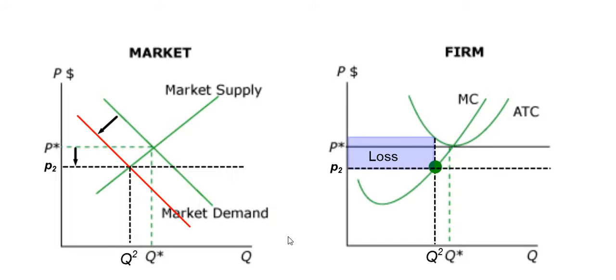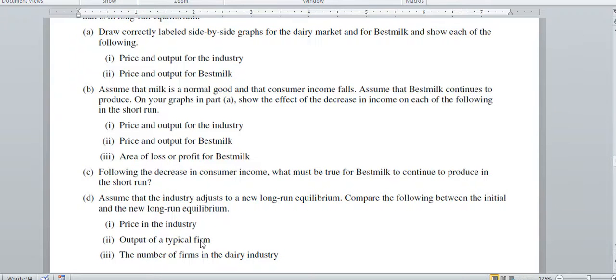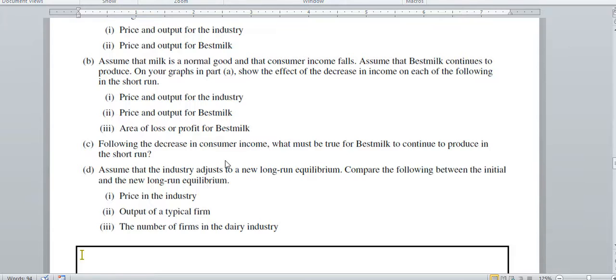Okay, now, what next? Following the decrease in consumer income, what must be true for Best Milk to continue to produce in the short run? Well, this has to do with, actually, I'm not going to say anything. You guys can read back over the chapter and look at those graphs in the book that show what has to happen for a firm to continue operating at a loss and what has to happen for a firm to make the decision to just shut down. So you can find this answer on your own. I'll let you do that.